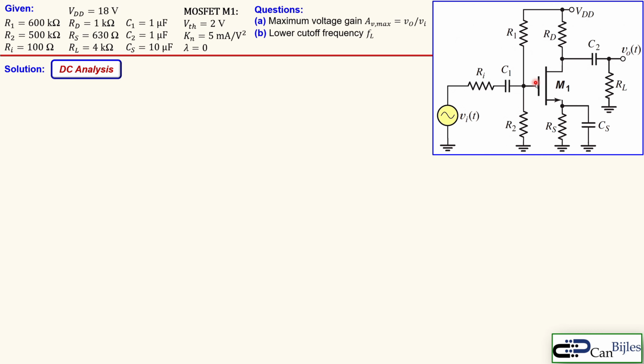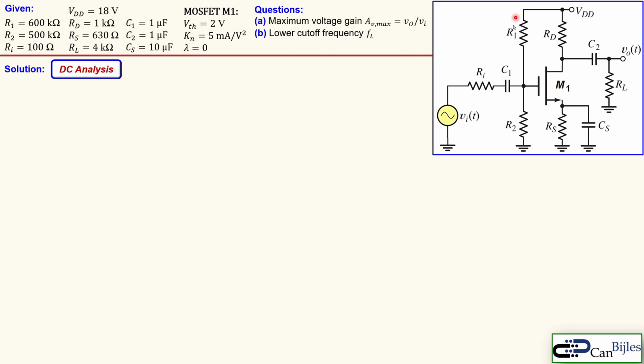You see here the MOSFET M1. The specification for that MOSFET is shown here. We have the threshold voltage 2 volts, the process parameter Kn is 5 milliamps per square volt, and lambda is 0, so that means we don't have channel length modulation.